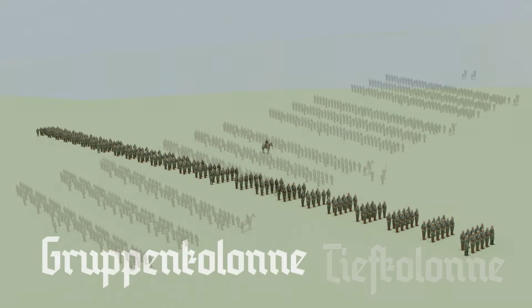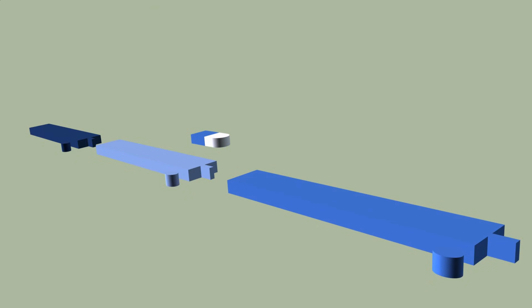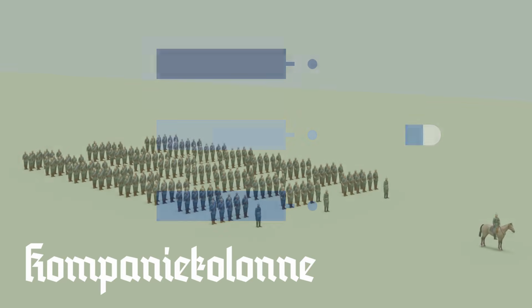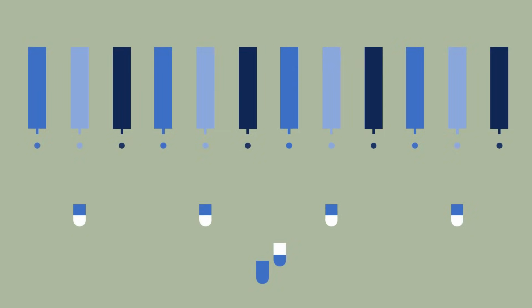Let's now recall the squad column you already know from the previous video. Just like before, we simplified this schematic. We set the platoons next to each other, and with the company commander at the front, we get the company column. If we multiply these companies by 4 and once again add the battalion commander and his adjutant at the front, we get the wide column of the battalion in column formation.